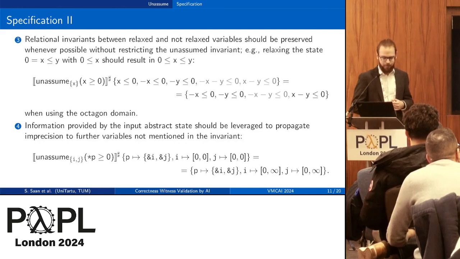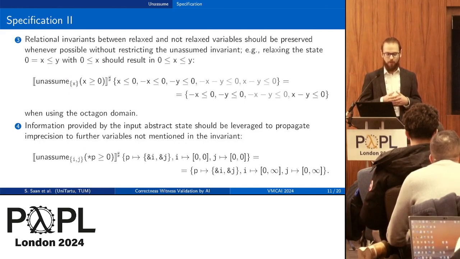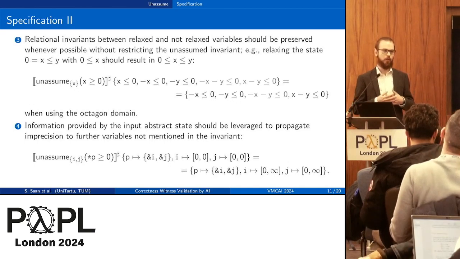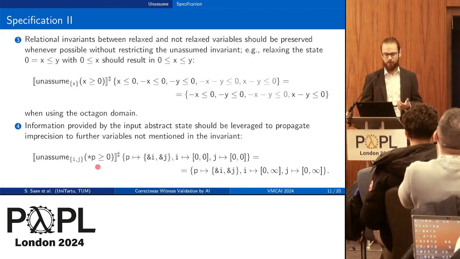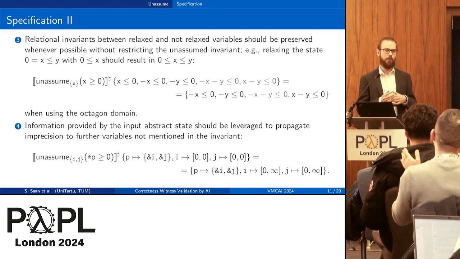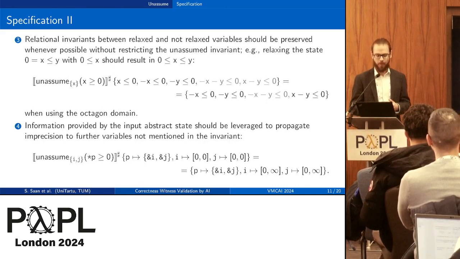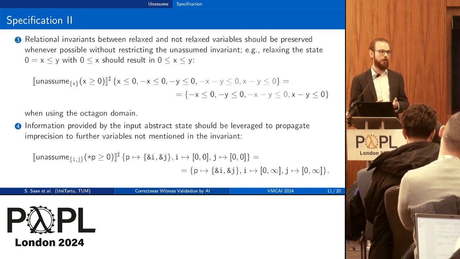And finally, we would like these unassume operators and the witness invariants to be able to leverage things that the abstract interpreter is already computing, for example, points-to sets. This would allow us to provide witness invariants through just the pointers without having to explicitly state the points-to sets also in the invariant. This is particularly necessary for programs with dynamic memory allocation, where the only way to refer to these values is through the pointers.